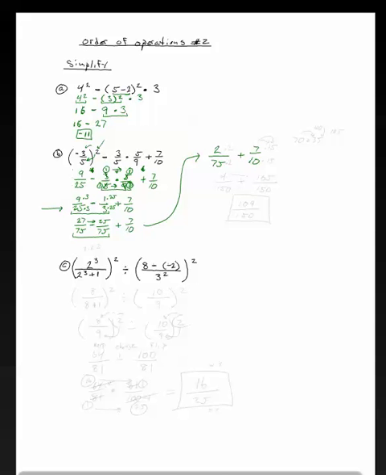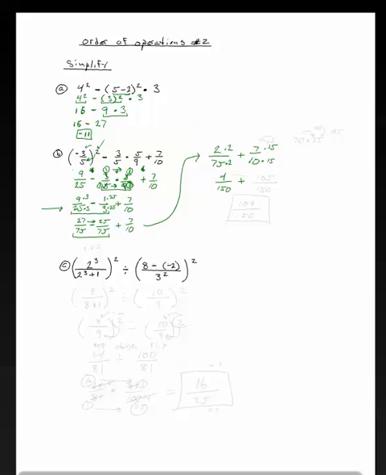So once again, to add fractions, we also need a common denominator. And here, between 75 and 10, the common denominator is 150. So 75 times 2 is 150. And 10 times 15 is 150. So now we do the multiplication. 2 times 2 is 4. 75 times 2 is 150.